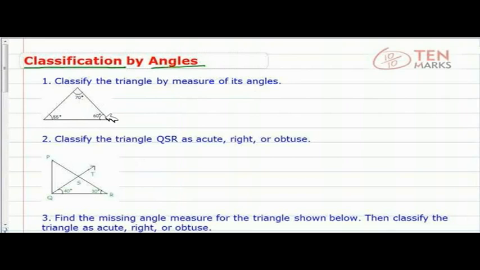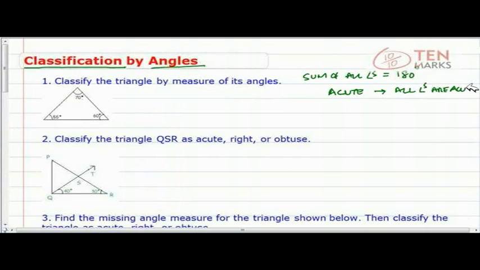Remember that a triangle has three sides and three angles, right? Key things about a triangle: the sum of all angles equals 180 degrees, okay? That's something we know about every triangle. So now let's start. We need to classify this triangle based on the angles given. Well, three things that I want to tell you. If the triangle is acute, right? An acute triangle means all the angles are acute, which means less than 90 degrees.